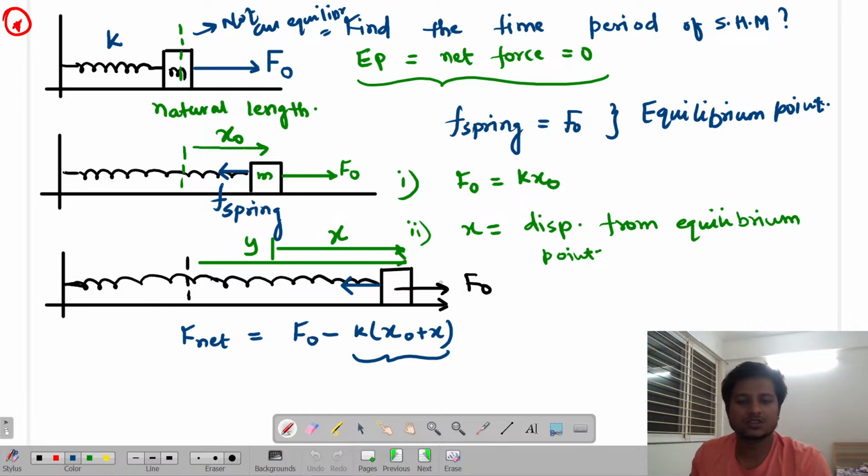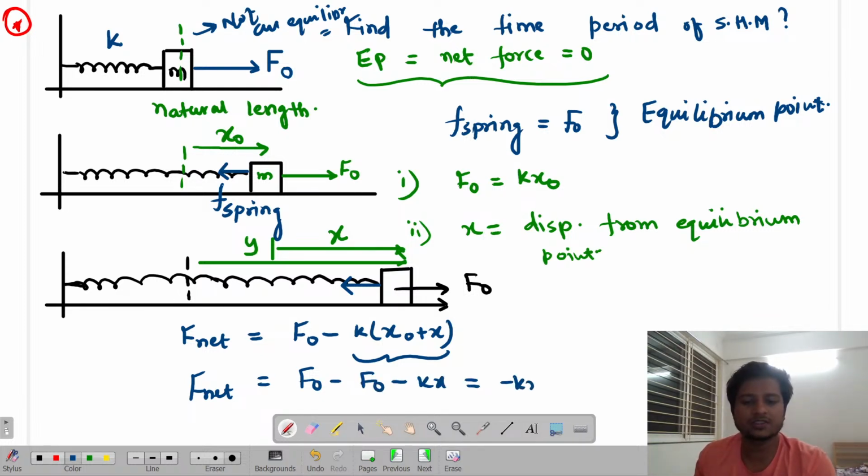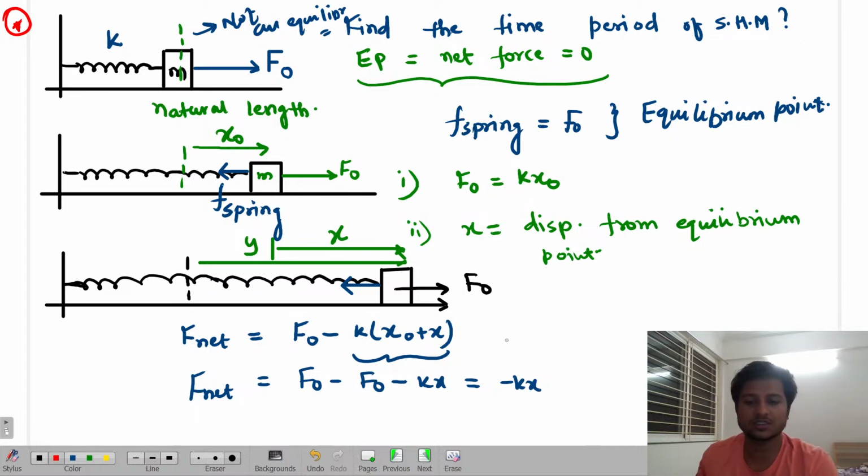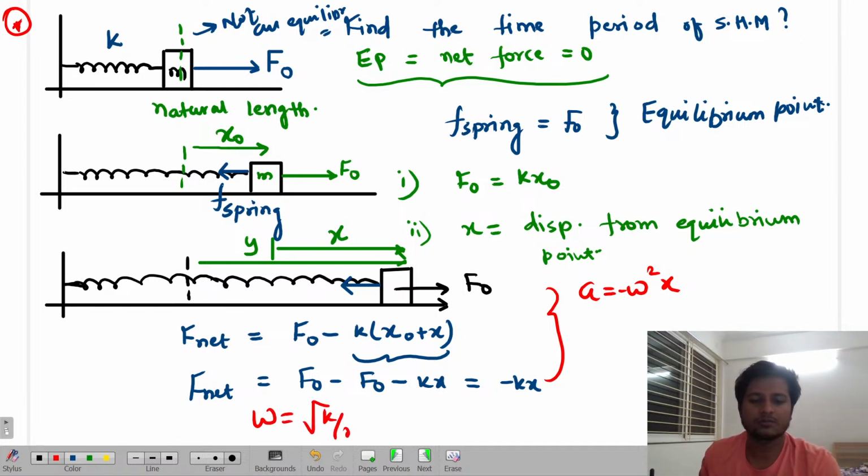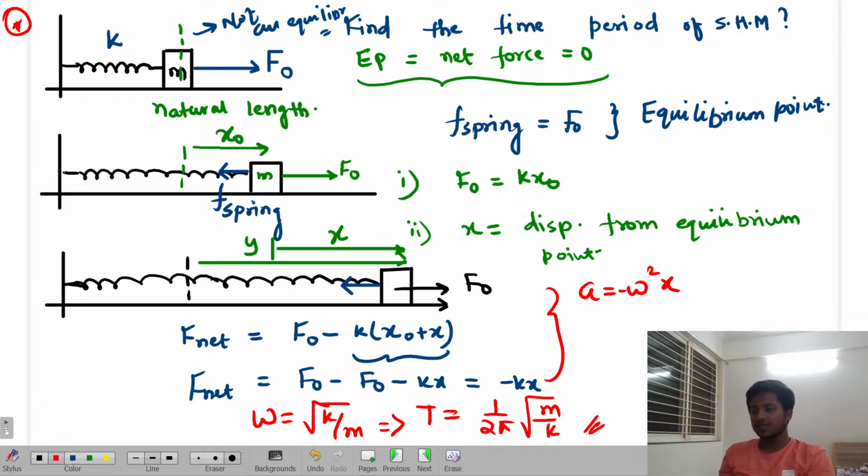Now you know that k x naught is exactly equal to F naught. So F net is equal to F naught minus kx, which gives me ultimately minus kx. Once again, the acceleration equation is the same: a equals minus omega square x, so omega equals root under k by m, which implies the time period is equal to 2 pi root under m by k, and that's the time period of this SHM which the body is following. Are you able to get me or not?